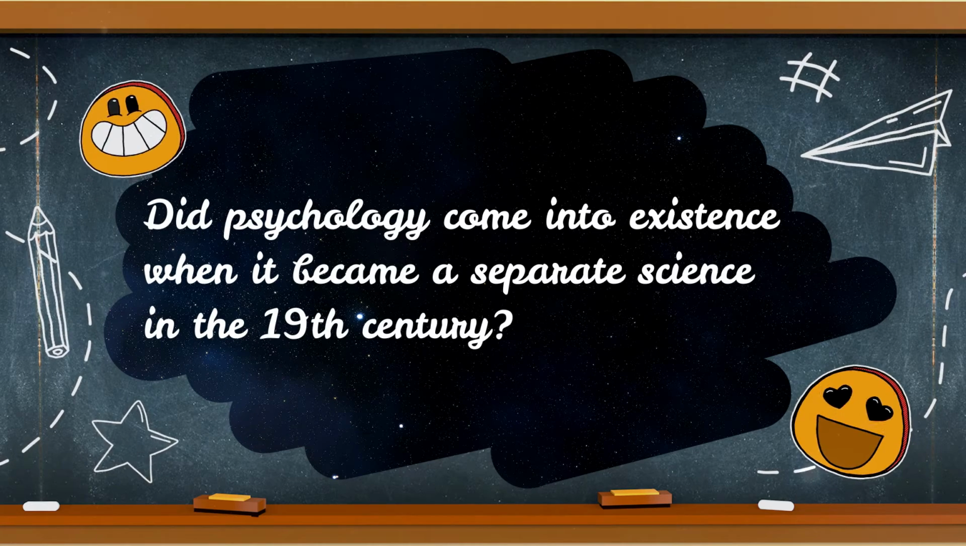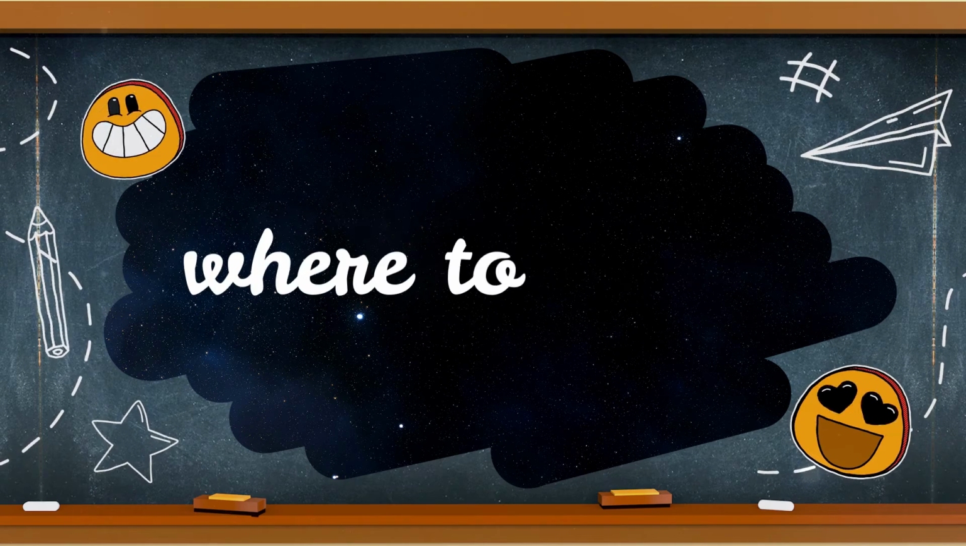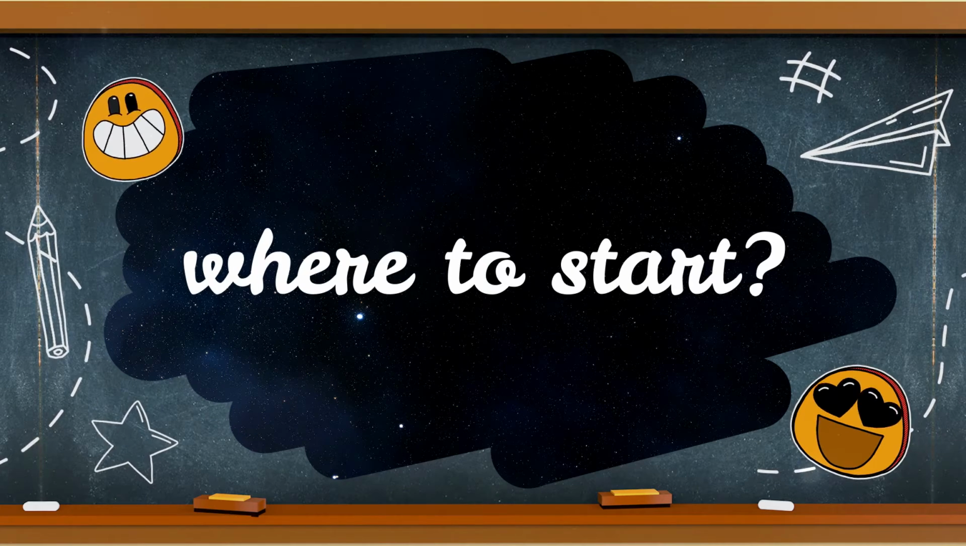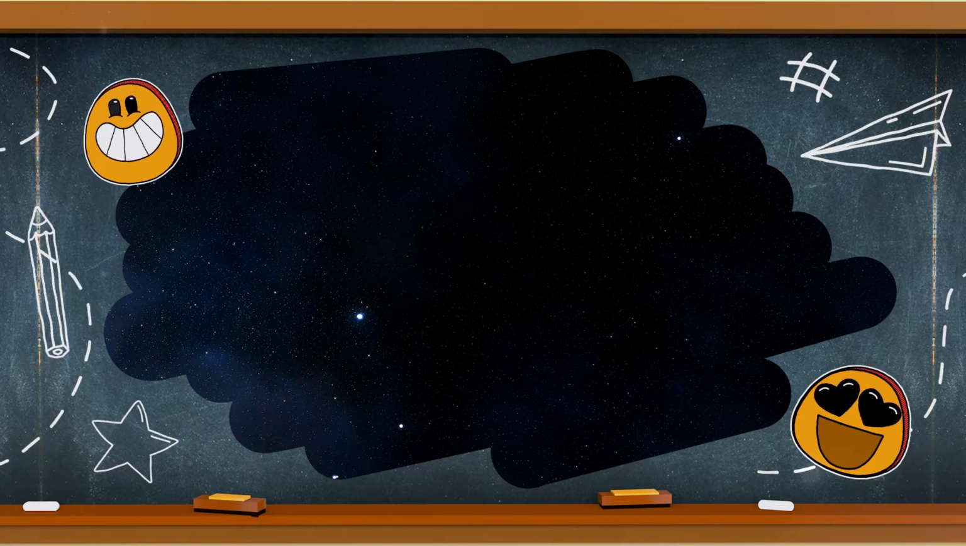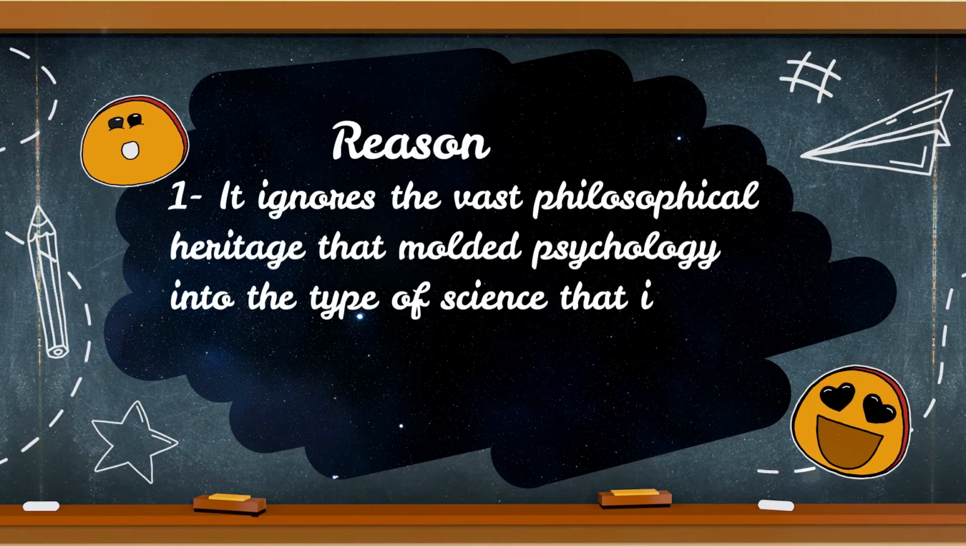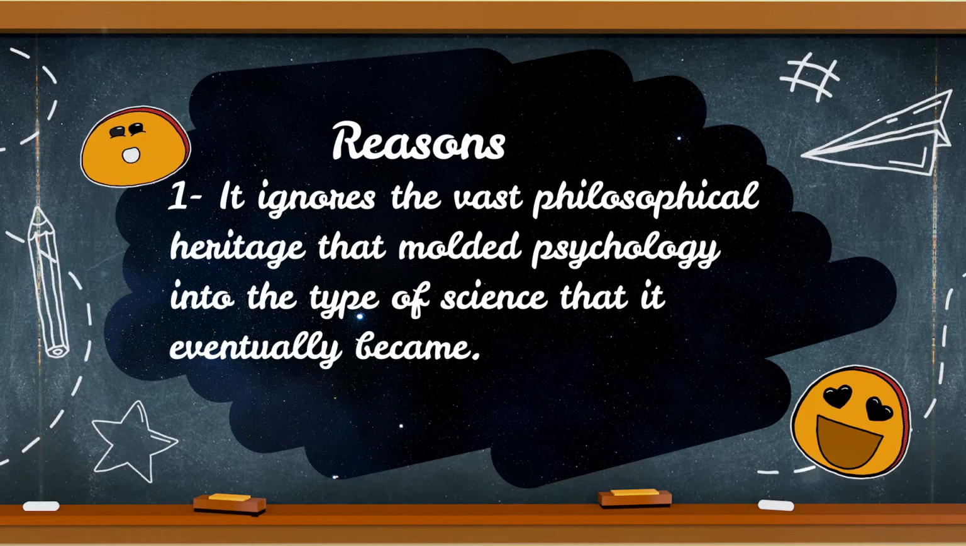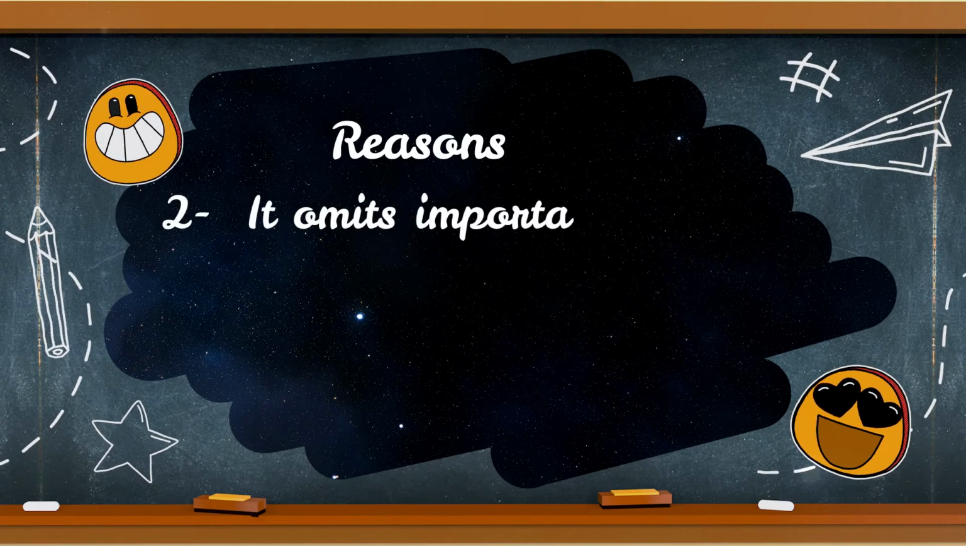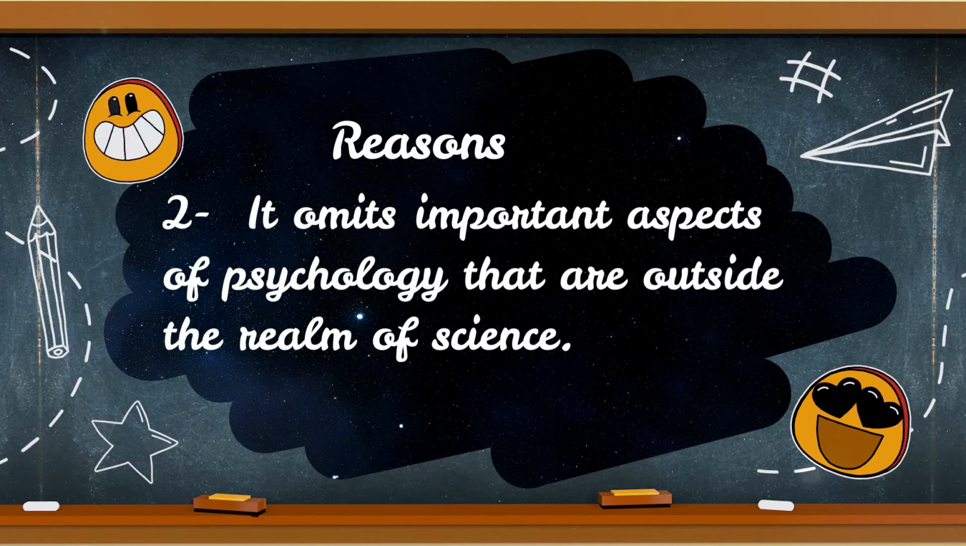Or did psychology come into existence when it became a separate science in the 19th century? It is common these days to begin a history of psychology at the point where psychology became a separate science. This approach is unsatisfactory for two reasons. One, it ignores the vast philosophical heritage that molded psychology into the type of science that it eventually became. And two, it omits important aspects of psychology that are outside the realm of science.